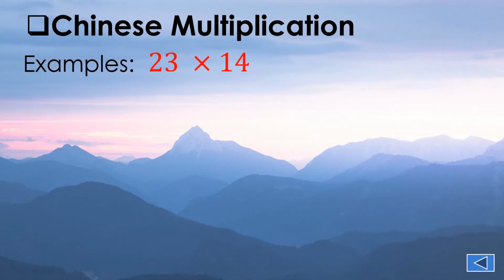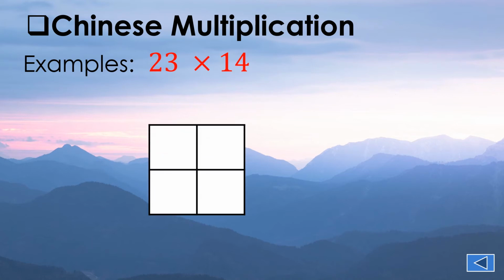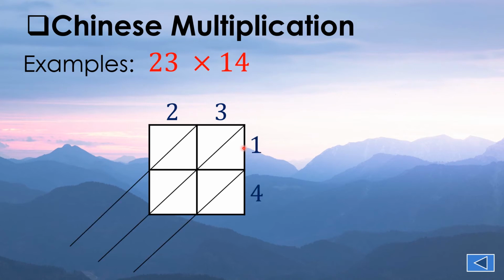Proceed tayo sa pangalawang given natin na 2-digit numbers, and that is 23 times 14 using the Chinese multiplication. So again, mag-draw tayo ng 4 squares. And then, itapat natin yung 23 dito, 2 and 3. And then, sa right side, that will be 14. 1, 4. Draw diagonals. Ayan. So, ngayon, mag-multiply na tayo. 2 times 1 is 2 or 0, 2. Next is 3 times 1 is 0, 3.